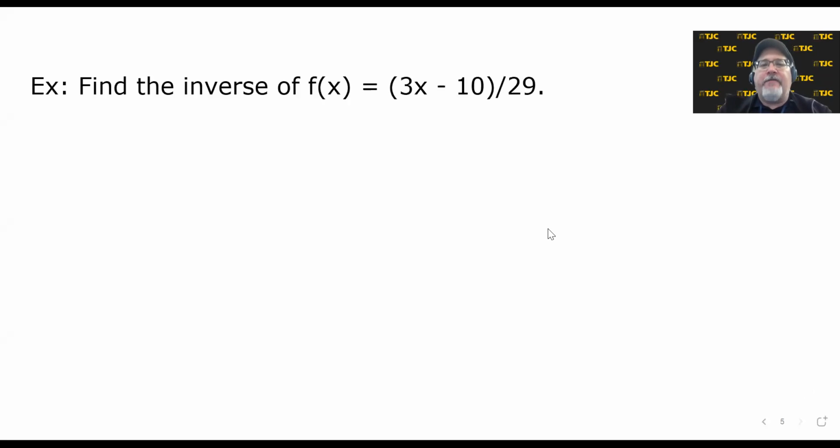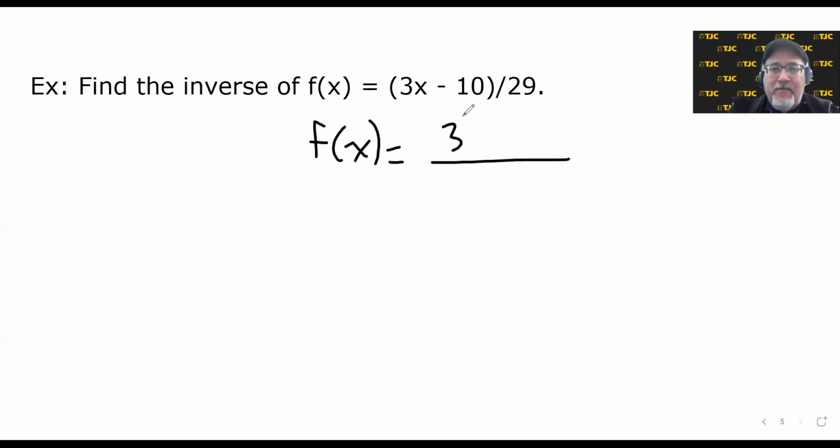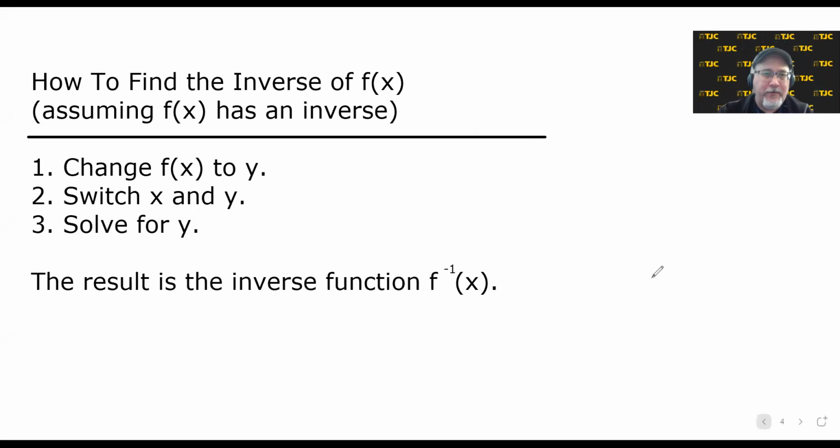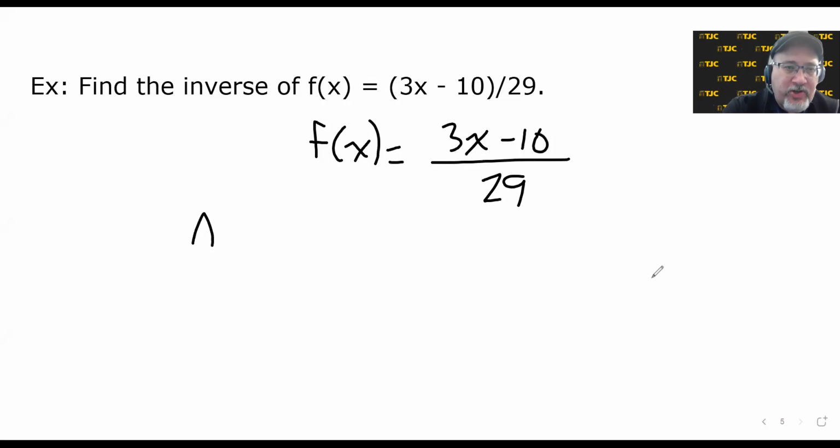Example, find the inverse of f of x equals 3x minus 10 over 29. Now, I typed this horizontally because I can't type vertical fractions. Personally, if I were writing it, I would have written it like this. A big fraction with 3x minus 10 on top and 29 on the bottom. All right, if we're going to find the inverse, then we're going to follow a 3-step process back here. The first of which is to literally change f of x to the letter y. So the first thing we're going to do is write y equals instead of f of x equals.